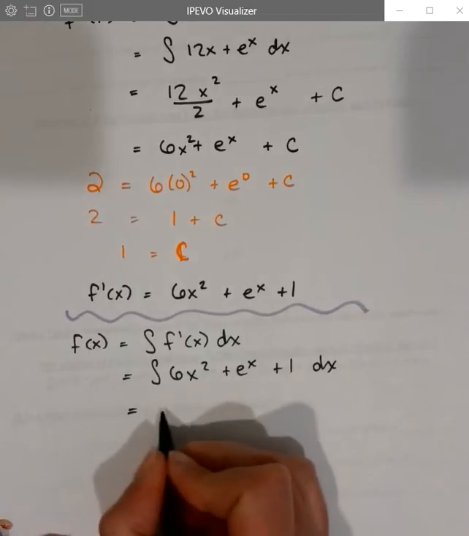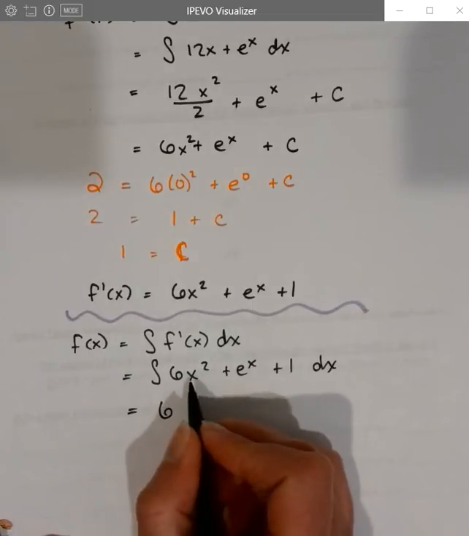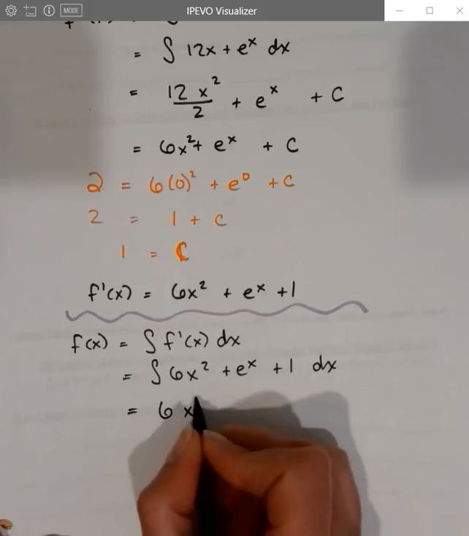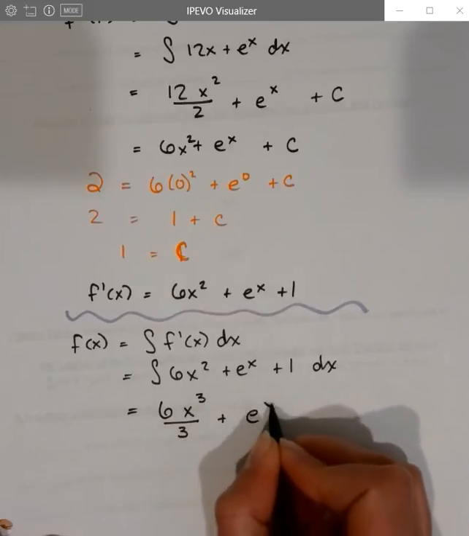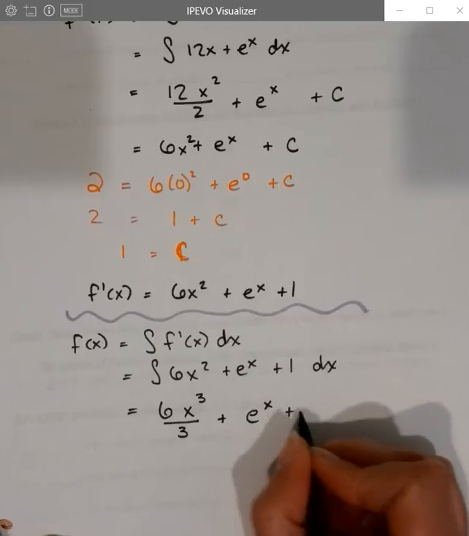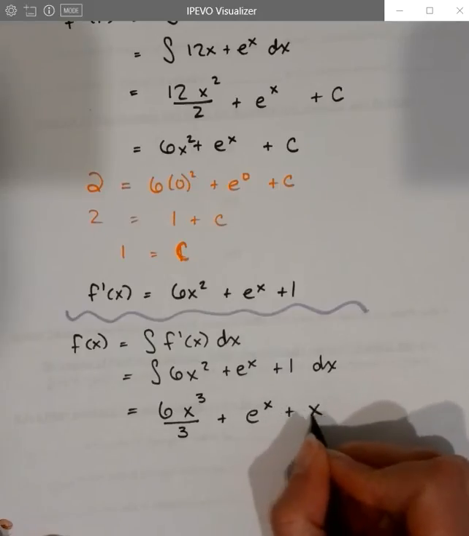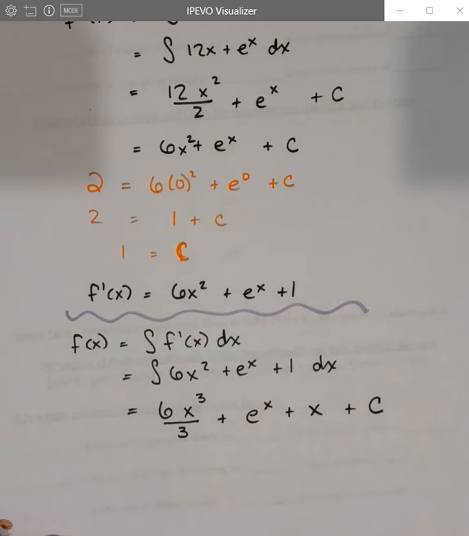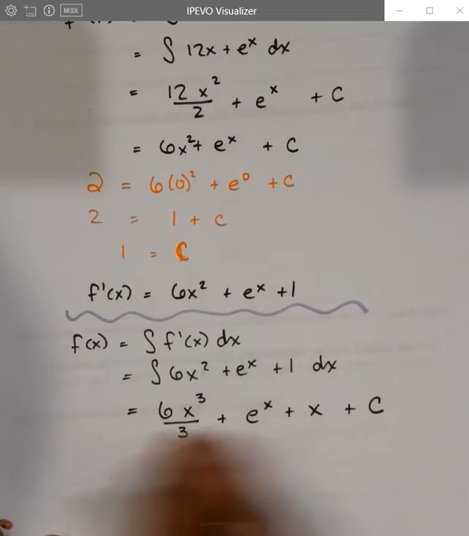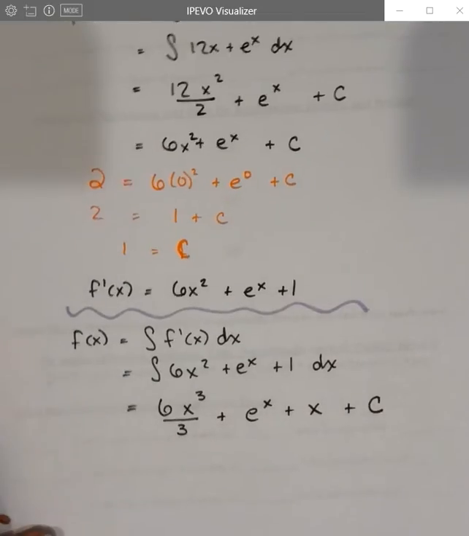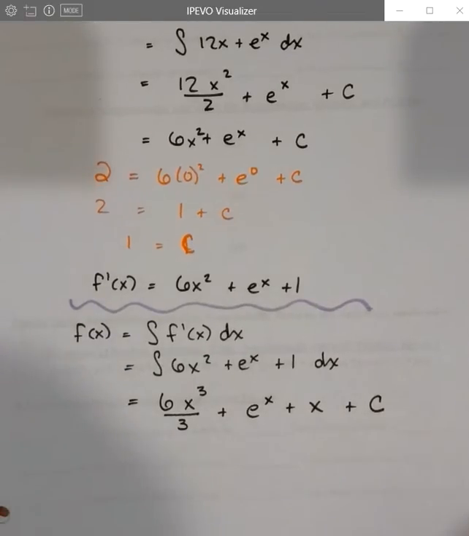So 6 times x squared, raise it one more power, so 2 plus 1 is 3, divide by the new power, divide by 3. e to the x integrates to e to the x, 1 integrates to 1x, or x, plus a new constant c, not to be confused with the old constant c. It's not necessary to subscript them c1, c2, because there's no more c in this equation, so I'm just going to call it c again. Okay, and we're going to find the new c.